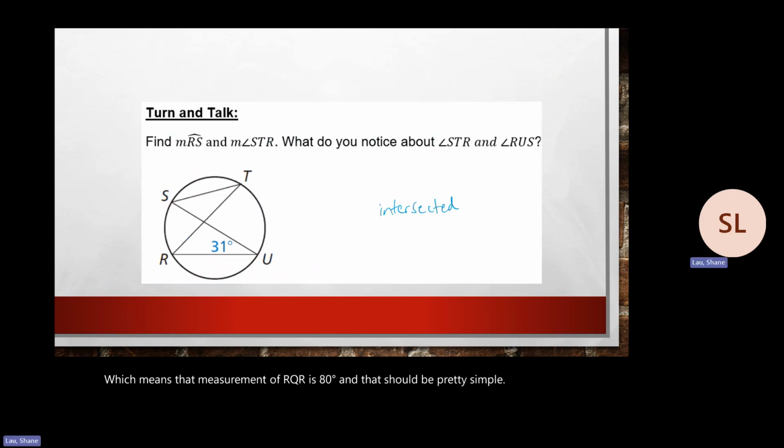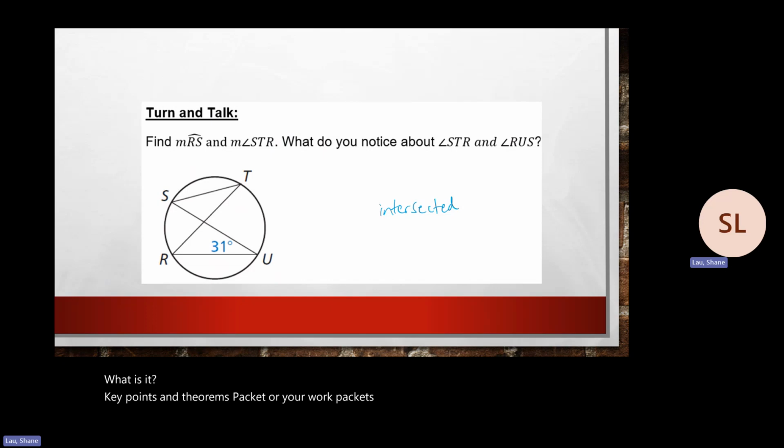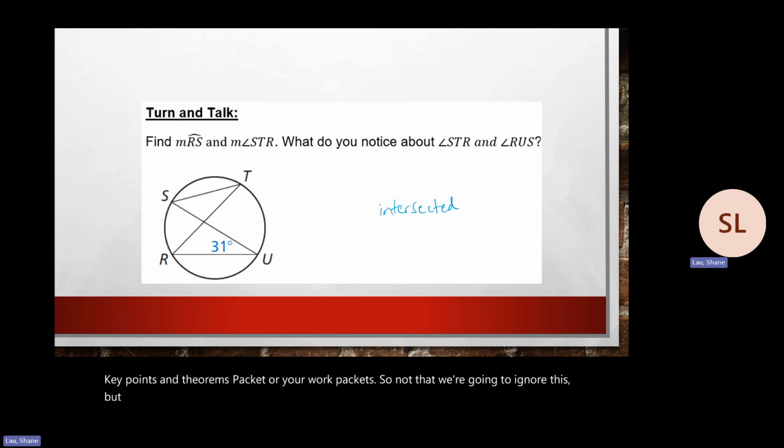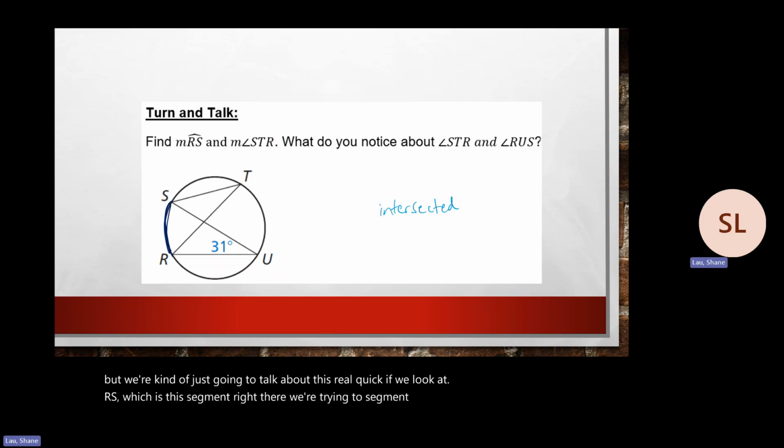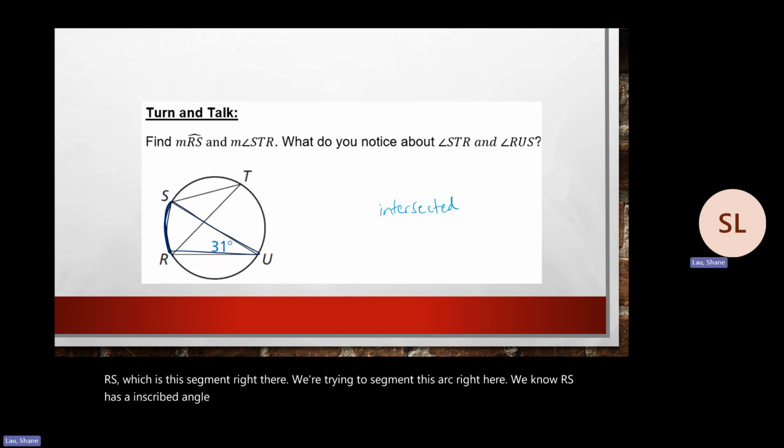Next, we have a turn to talk, which actually is not in either your key points and theorems packet or your work packet. Not that we're going to ignore this, but we're just going to talk about this real quick. If we look at RS, which is this arc right here, we know RS has an inscribed angle U, and that means we'll just take U and multiply by 2. So RS is 62 degrees.